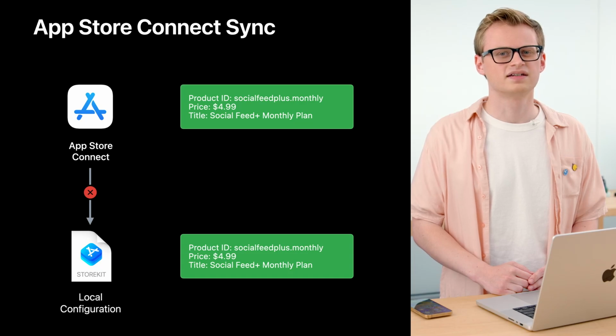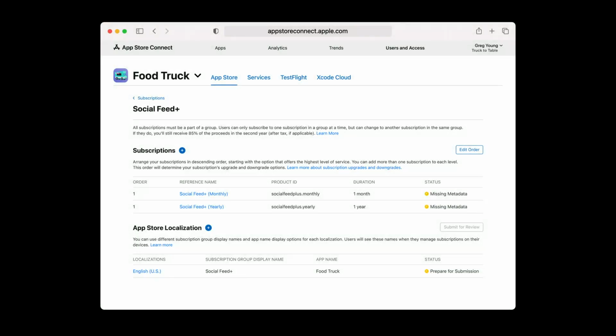You can also convert a configuration you've synced into a local, editable file to make on-the-fly changes. Converting a synced configuration to a local configuration is a one-way operation. To sync again, you'll need to create a new configuration file. I've already gotten started by setting up a subscription group for Social Feed Plus, an enhanced version of the Social Feed service the Food Truck app offers.